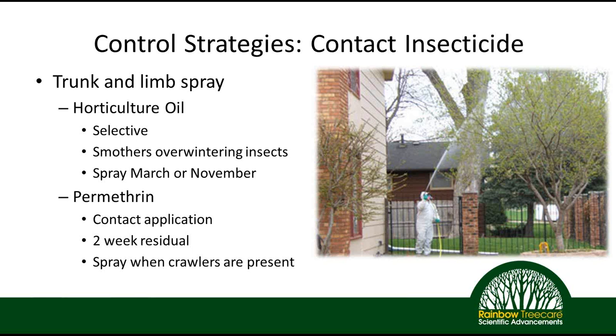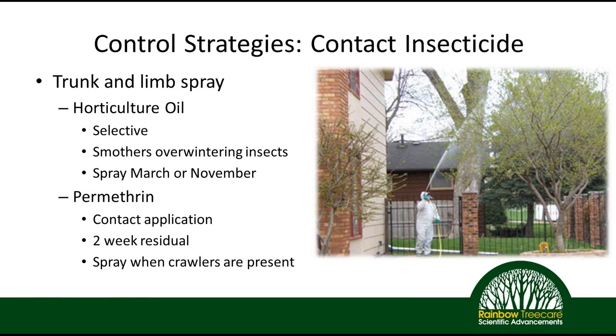With permethrin, that's another really good option as a contact insecticide that usually has about 2 weeks of residual, weather permitting. With both of these, if it rains immediately after, or rains during the time, or with permethrin, if it rains during that 2-week residual, usually that insecticide will wash right off. However, permethrin is a contact insecticide, so when it hits the crawlers, it will knock them down. Additionally, you really have to be careful to spray only when the crawlers are present.